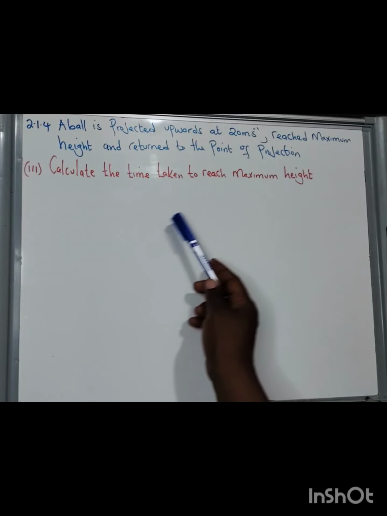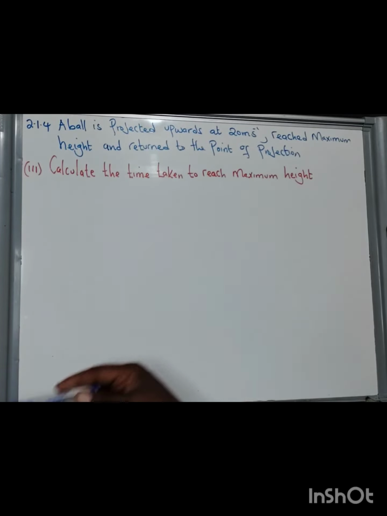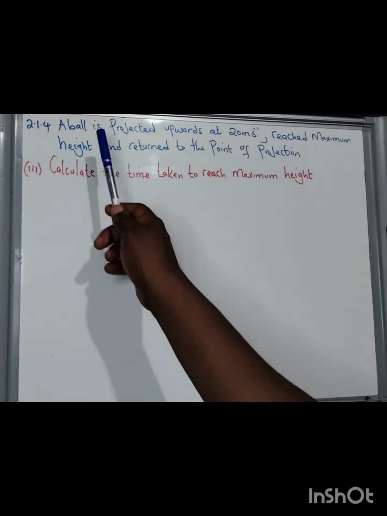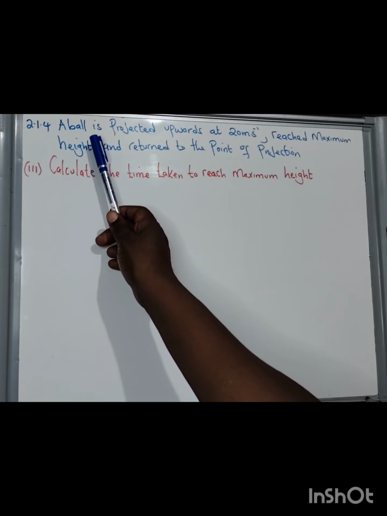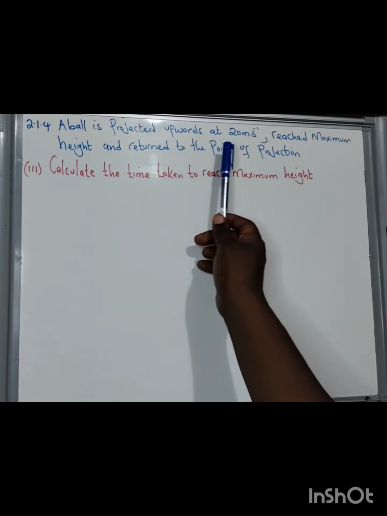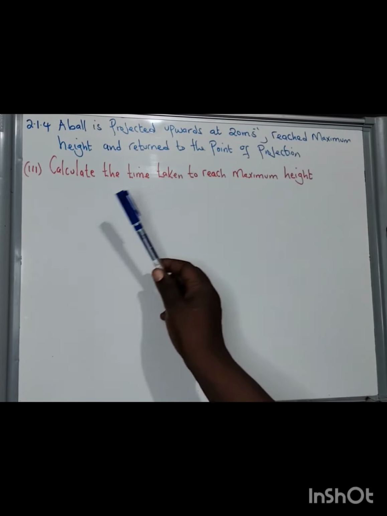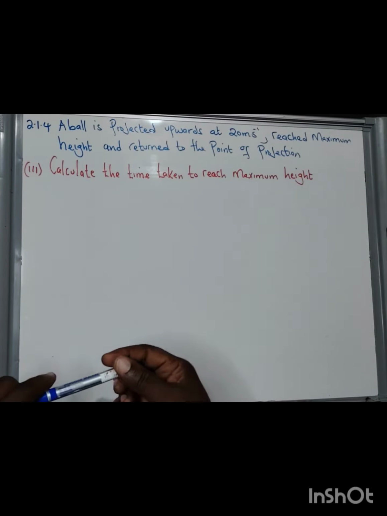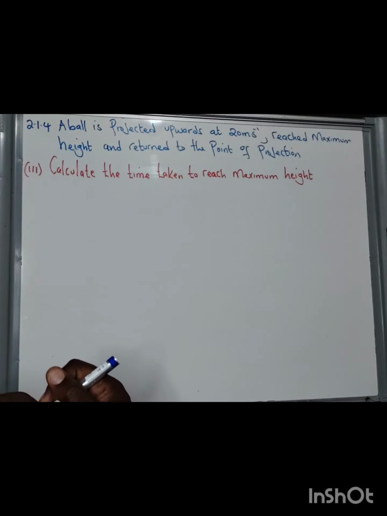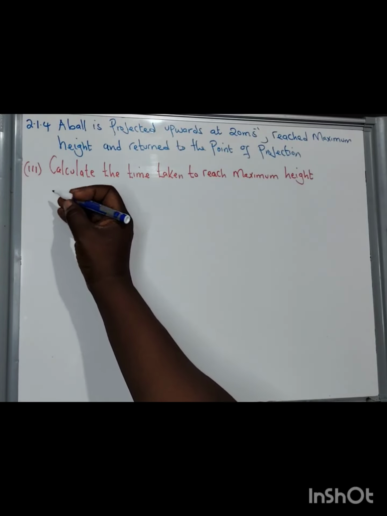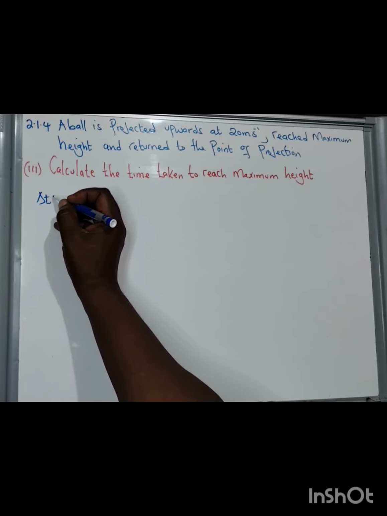So we are looking at another question here. Calculate the time taken to reach maximum height about this ball. It's the same ball we looked at previously. It was projected at 20 meters per second. It reached maximum height and then returned to the point of projection. So they want time to reach maximum height. First of all, that's going to be delta t.